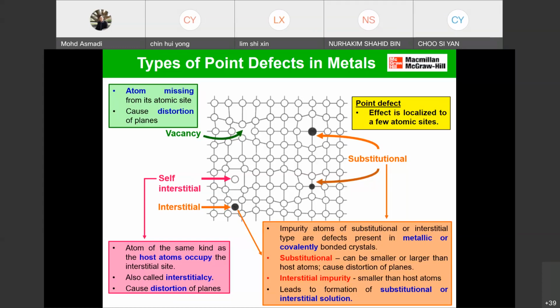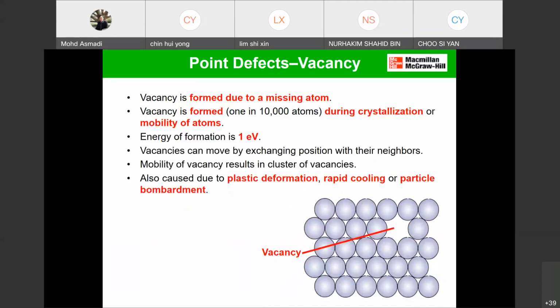Before that, I will explain the point defects. This is actually due to plastic deformation, rapid cooling, or particle bombardment. This is an example of the vacancy. This one can also form during crystallization. So you have to know a vacancy is formed due to a missing atom. That's why we call it a vacancy point defect.